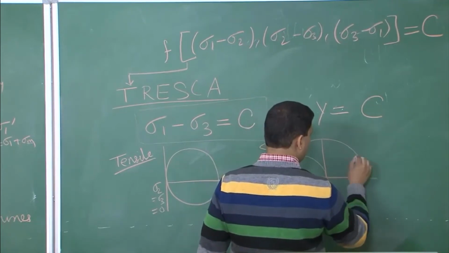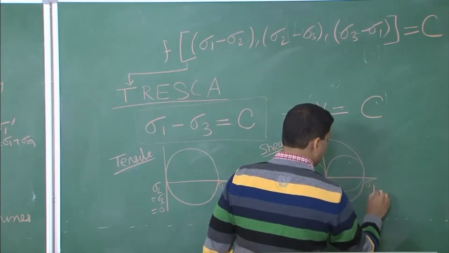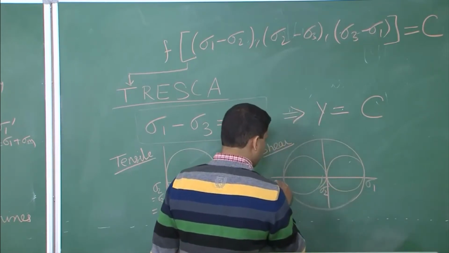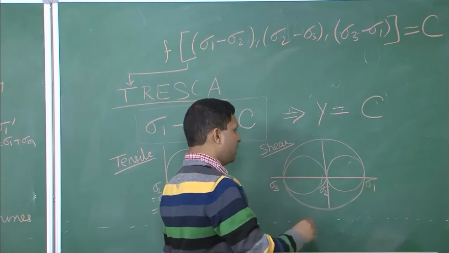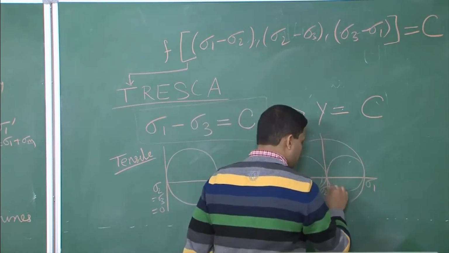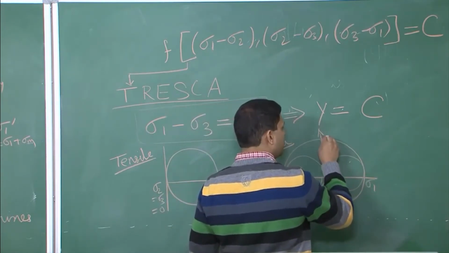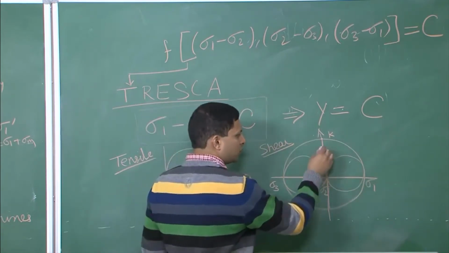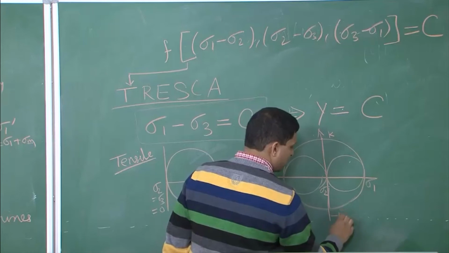And again we draw the Mohr circle like this. So, this is sigma 1, this is sigma 2, and this is sigma 3, and if the material is just about to yield, then this value must be K, because this is the shear stress and this is symmetric. So, this must be equal to K, and this must be equal to minus K.